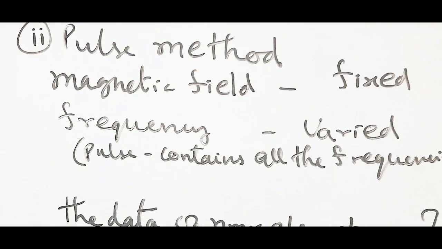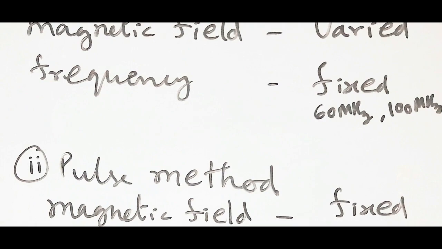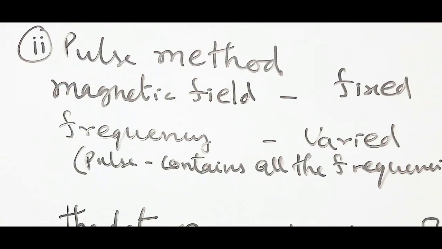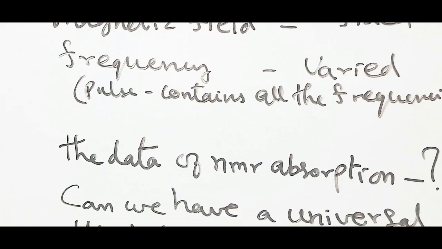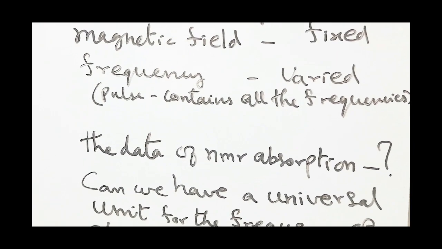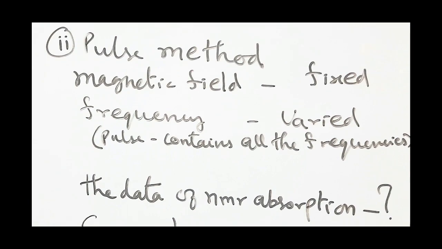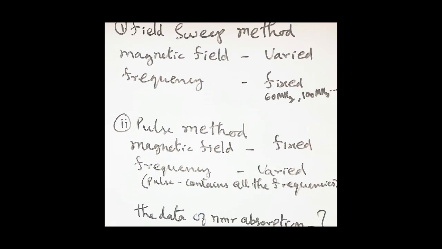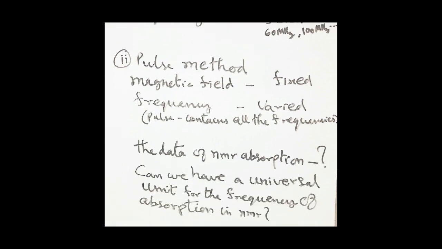See, in the pulse method, you have the magnetic field at a constant value. So H0, the applied magnetic field, is kept constant and the frequency is varied. So if you irradiate the nuclei with a pulse containing all the frequencies, then the nuclei will undergo excitation. In NMR spectroscopy, I used to recall the points again and again. Then only you can understand the matter clearly.